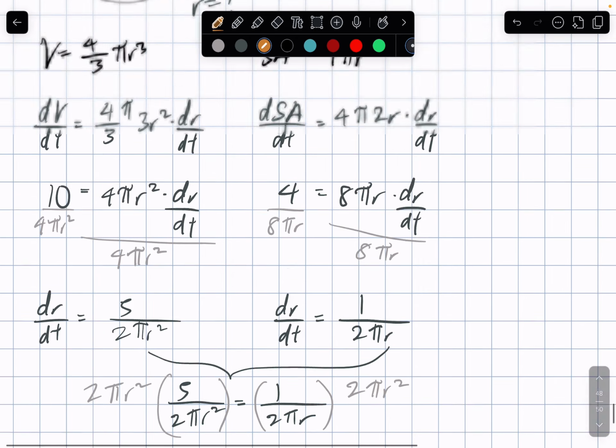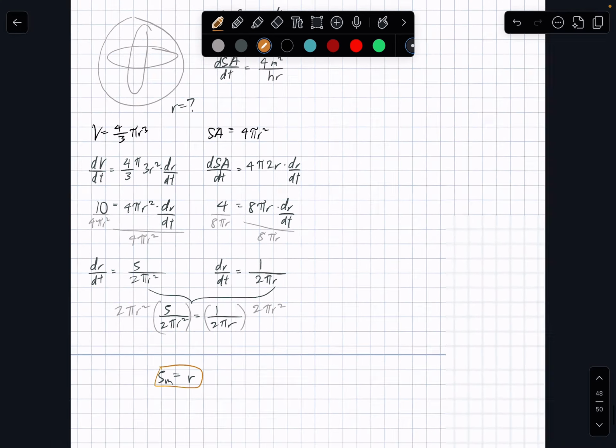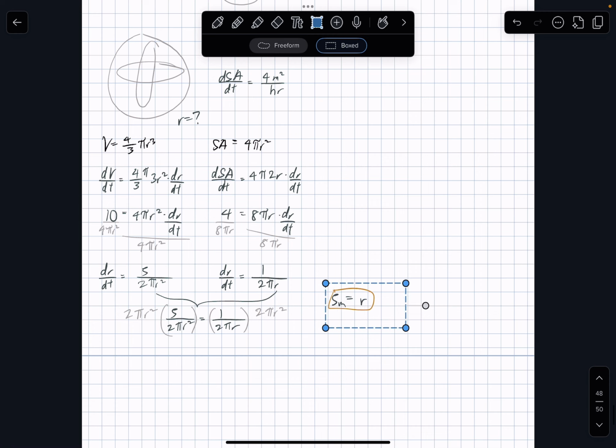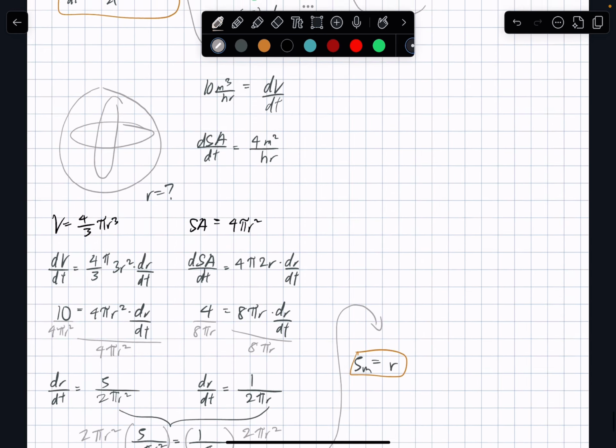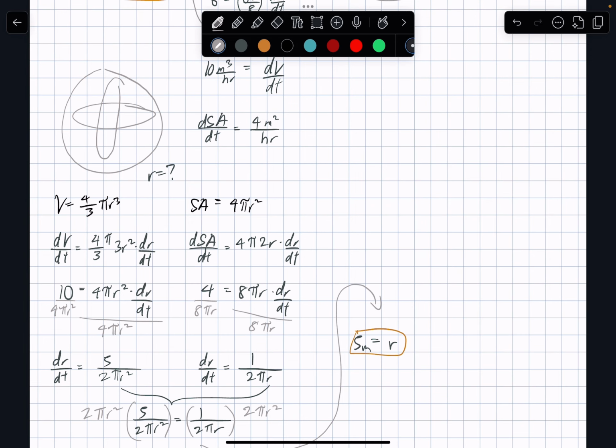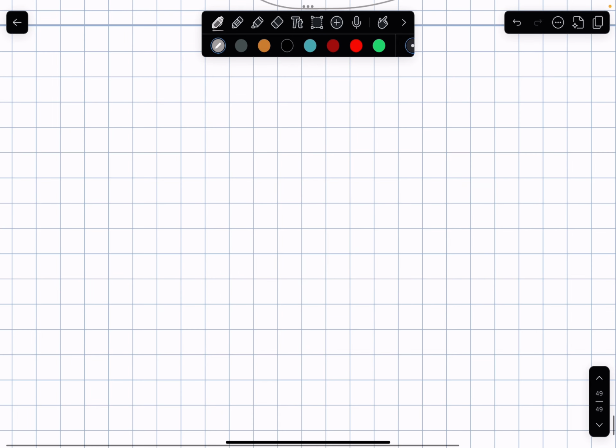The radius is, what's the unit? 5 meters. The unit is in meters, so 5 meters. That's it. Sorry. Next question.